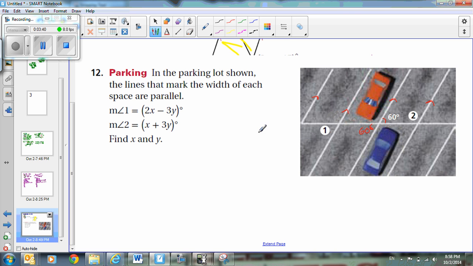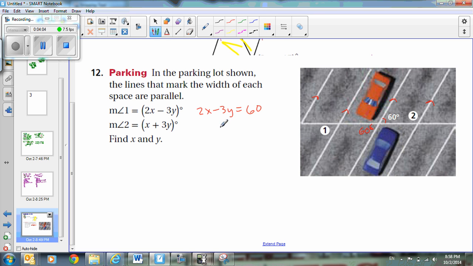All right, so that brings us to our first equation. Remember, when parallel lines are cut by a transversal, corresponding angles are congruent. So that means the measure of angle 1, which is 2x minus 3y degrees, is equal to 60 degrees.